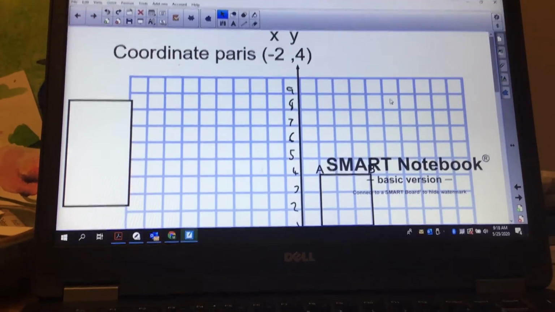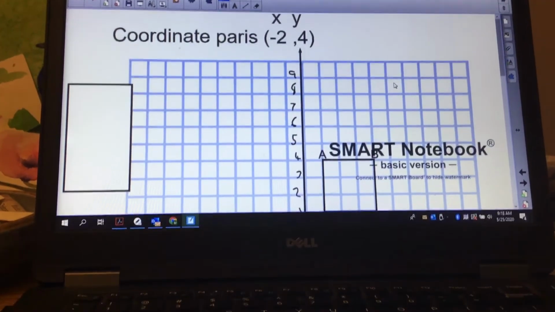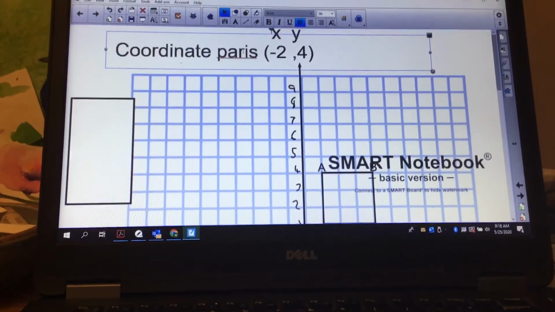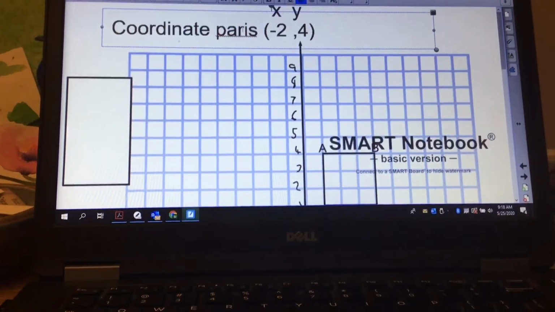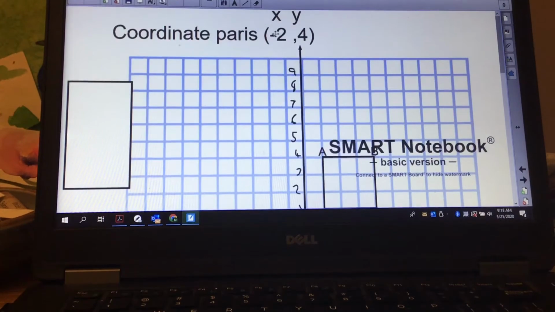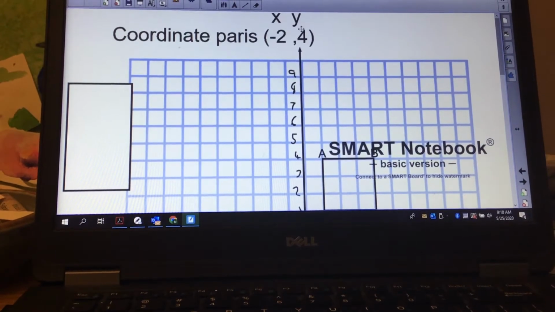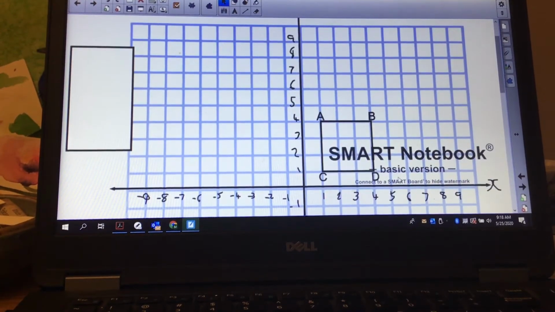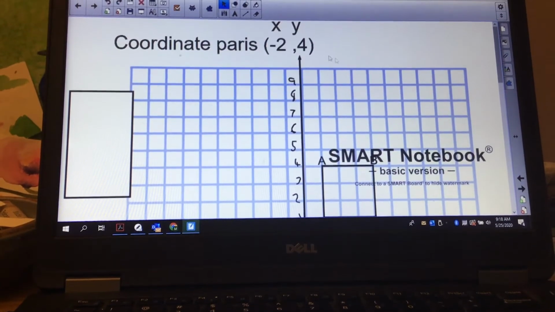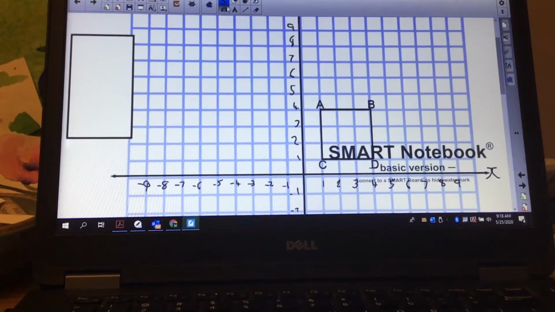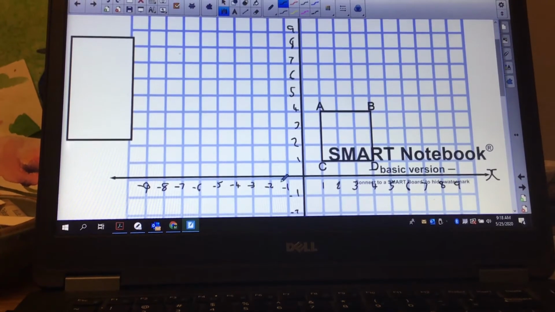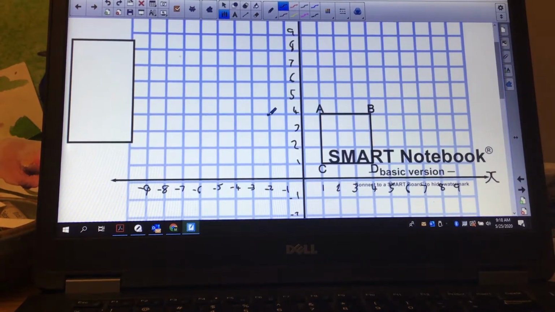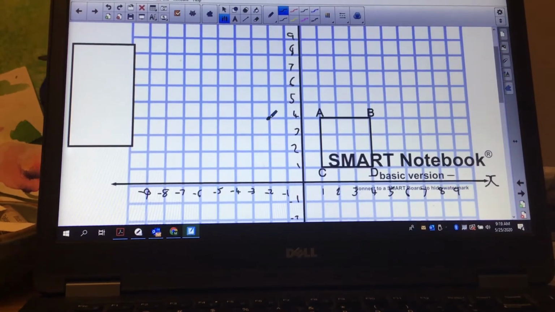Okay, it is time to do some translations. So before we can get there, let's quickly review our coordinate pairs, not Paris. Okay, so coordinate pairs. On the left is our x, on the right is our y, all the time. So always do your left to right before you're up and down. So -2, 4, we'd start at our origin, we'd go to -2, then we do our vertical, so -2, 4 would be right there.